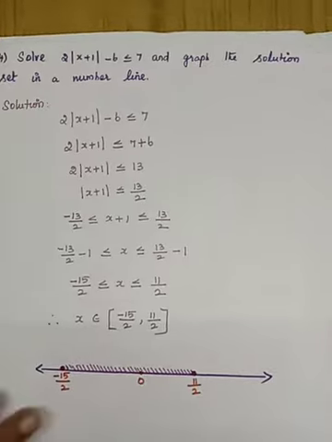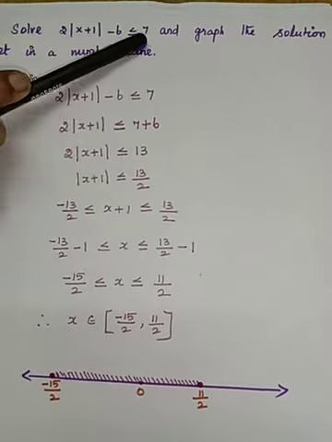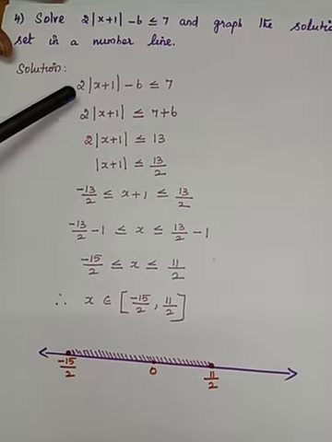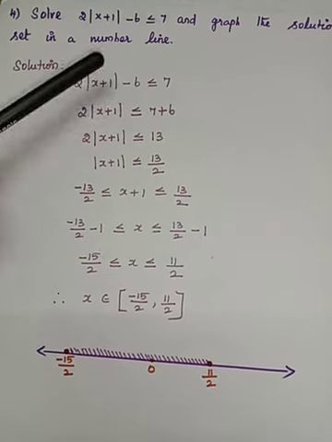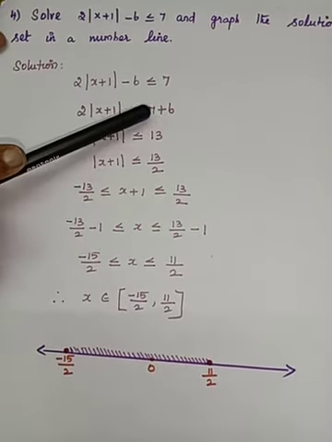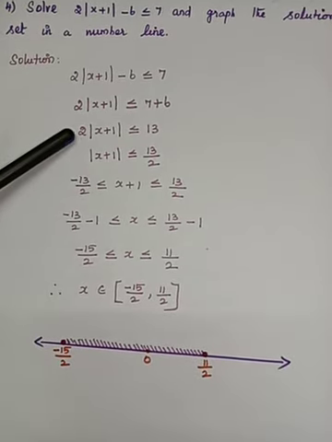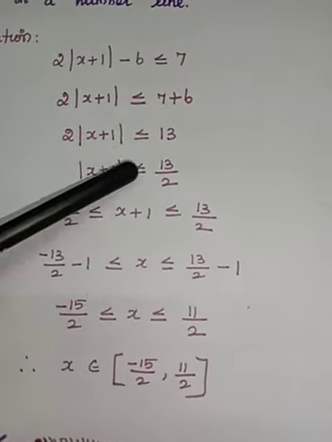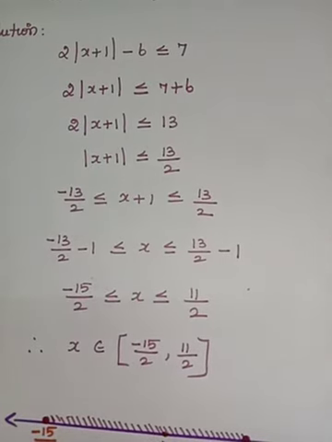Okay. So come to problem number 4. Solve 2 into modulus of x plus 1 minus 6 less than or equal to 7 and graph the solution set on a number line. Okay, I have considered the problem. Here first step, minus 6 when you take it to the other side becomes plus 6. So 7 plus 6 is 13. You see that here you are having 2. So when you take it to the other side, it is in the denominator. So you are having modulus of x plus 1 less than or equal to 13 by 2.